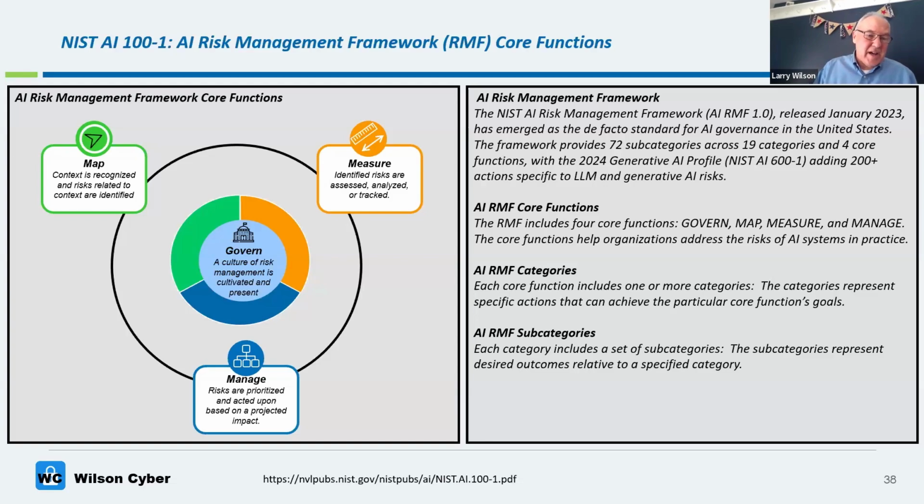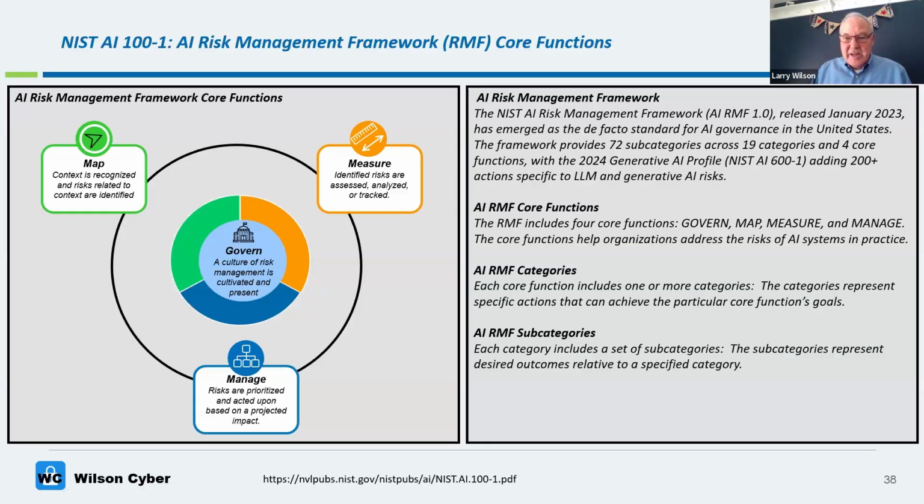So the four functions are govern, a culture of risk management is cultivated and present. Map, context is recognized and risk related to context are identified. Measure, we have to measure. Identified risks are assessed and analyzed. And manage, risks are prioritized and acted upon. So the core functions include govern, map, measure, and manage.